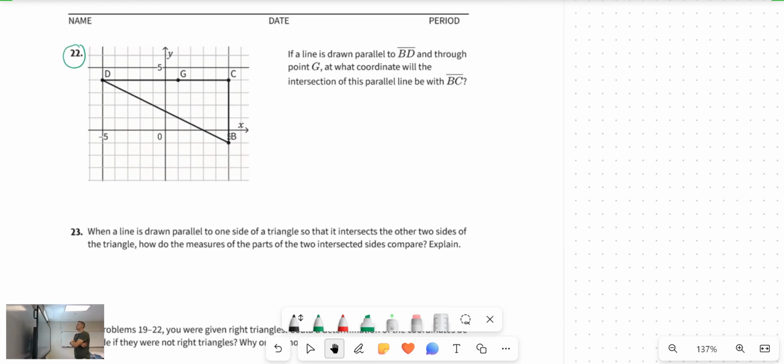If a line is drawn parallel to BD and through the point G. All right, parallel to BD through the point G. We know that it's going to be somewhere, right? Somewhere over here. That's where the intersection is going to be. But we don't know where.